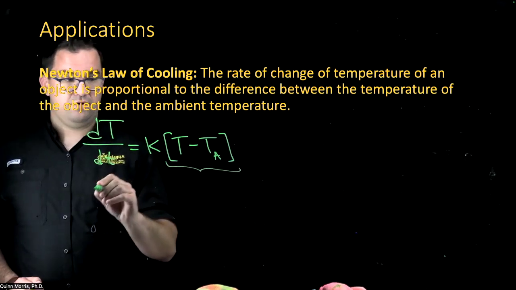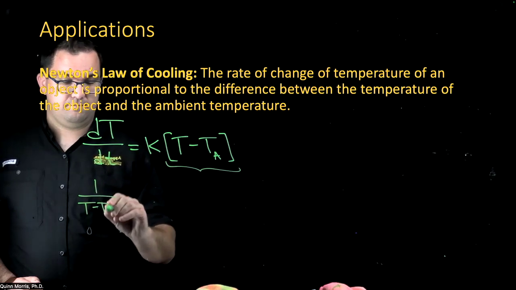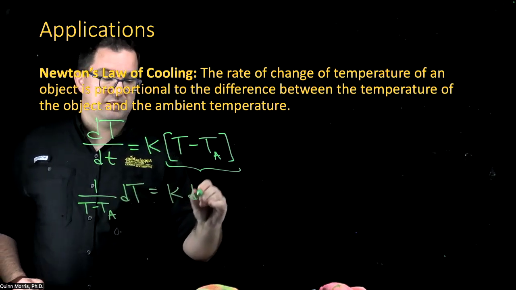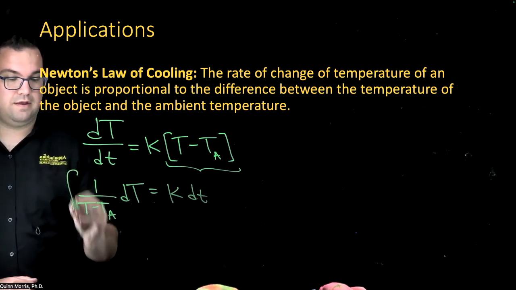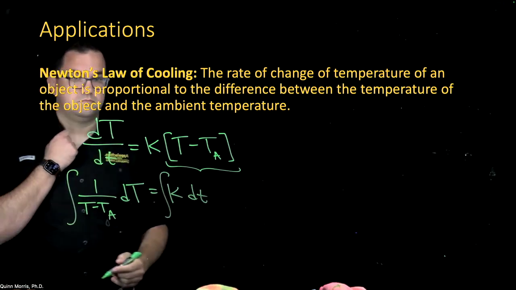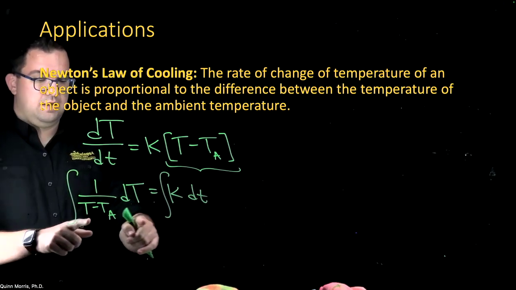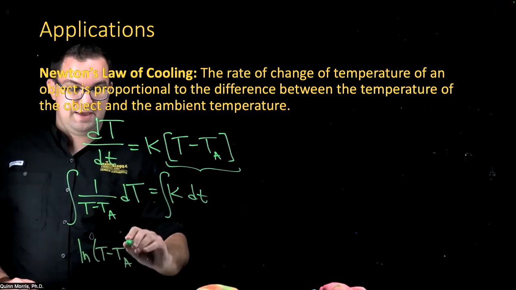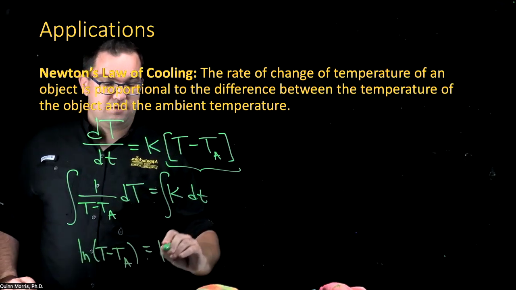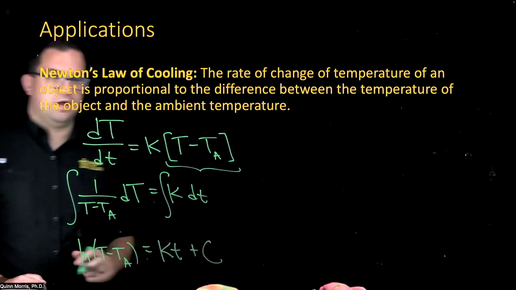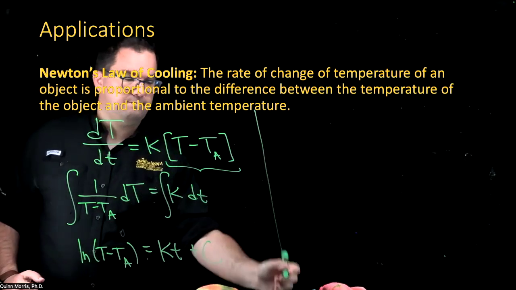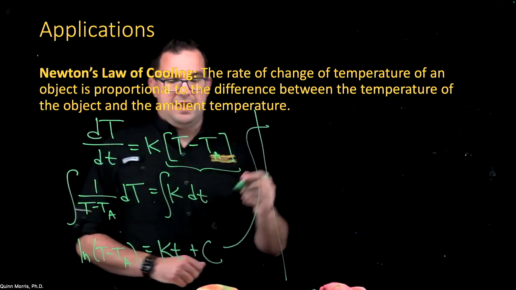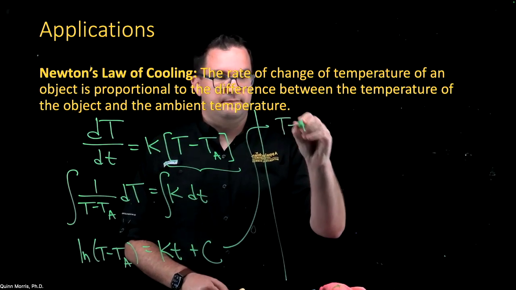I can divide the T stuff over. Multiply both sides by dt, d little t, and I get this. And now I can integrate both sides. Now, if I integrate this side, I'll get natural log of T minus T sub A. If I integrate this, I'll get kt. And of course, I'm going to pick up a constant of integration. If my goal is to solve for capital T, I'm then going to exponentiate both sides.